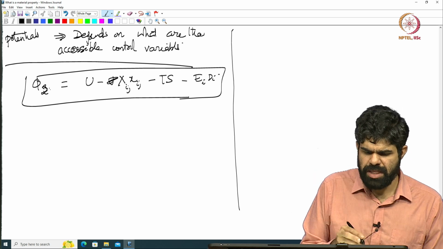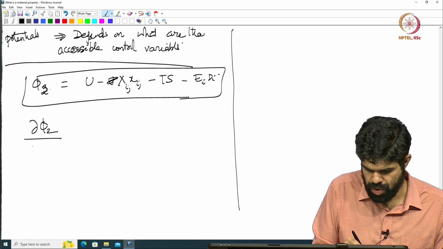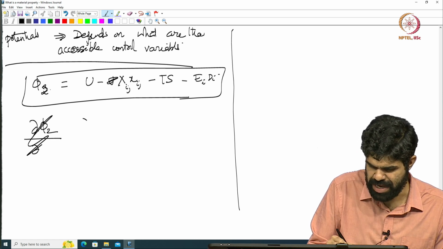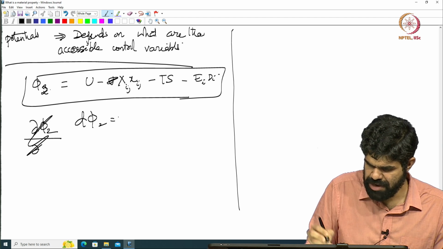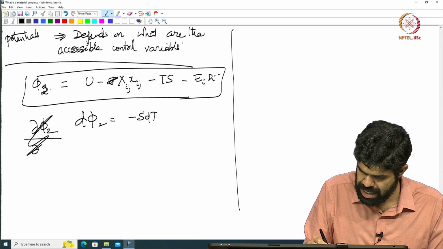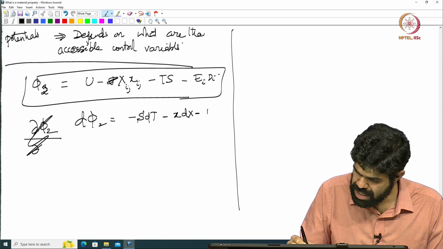Okay. Now, if I differentiate phi 2 with respect to d. Okay, so what is d phi? I think we also wrote that. d phi is minus s dT, right, minus x dX minus d dE.